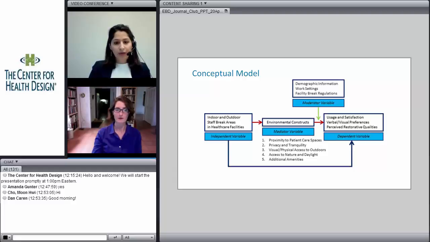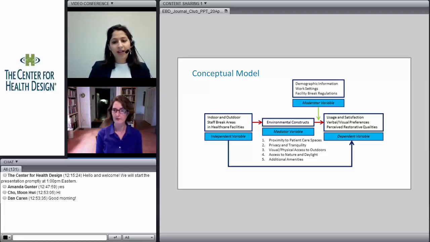And for the conceptual model for this study, we usually look at the independent variable and a dependent variable in any research conceptual model. So in our type of research, usually the independent variable is the built environment, that is indoor and outdoor staff break areas. And then we wanted to know how they contribute to our outcome variables. It can be staff usage, their satisfaction, their preferences, and their perceived restorative qualities.